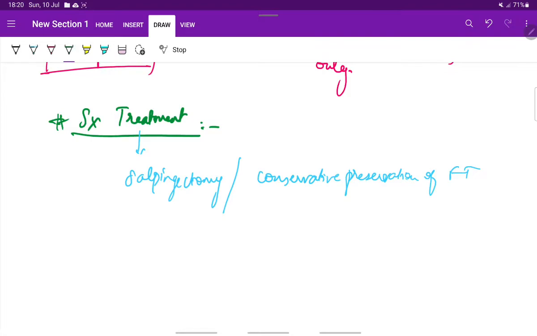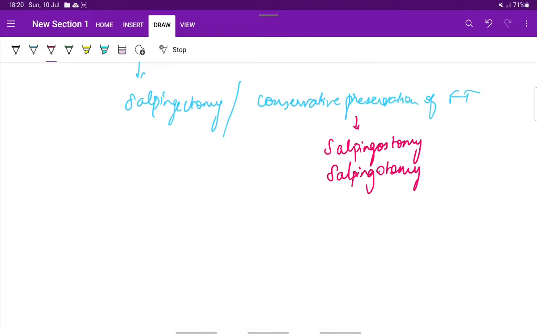And this conservative preservation includes salpingostomy or salpingotomy, which is performed when the pregnancy is usually less than 2 centimeters in length and it is present in the distal 1/3 of the tube. Then we can also do segmental resection and anastomosis. All these are conservative methods for preservation.